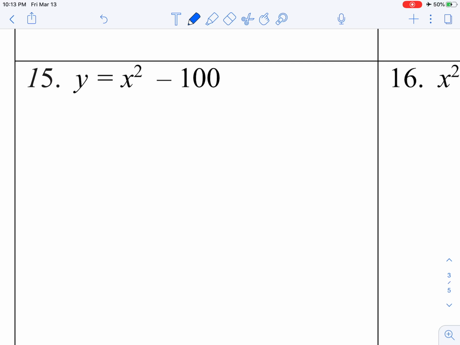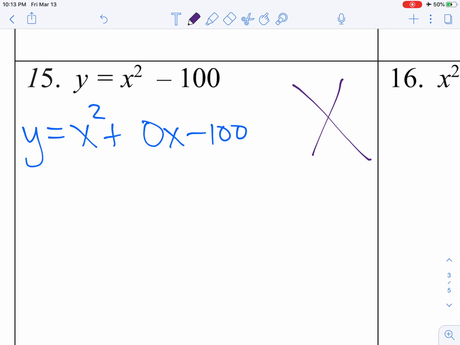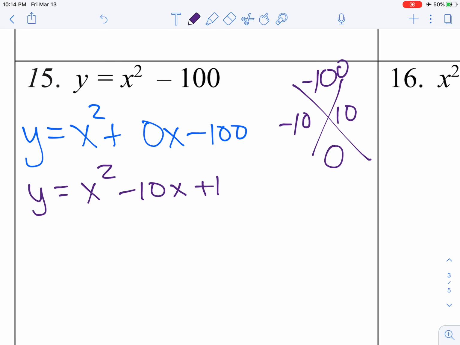Let's do this one. So, if I was to rewrite it, I would get this. 0x minus 100. What are the factors of negative 100 that add to 0? Find them. Negative 10 and positive 10. Could I have switched them around? Sure. So x squared minus 10x plus 10x minus 100.